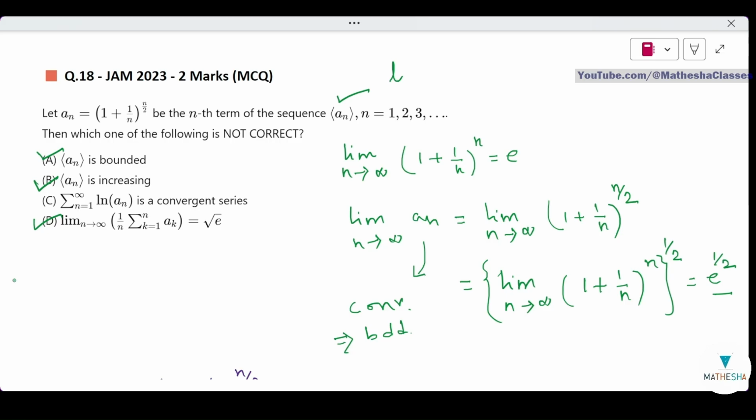The next option is summation log an is a convergent series. हमें चेक करना है whether summation log an एक convergent series है या नहीं. So this one will be false. How will you show this? We'll just recall a very small fact.